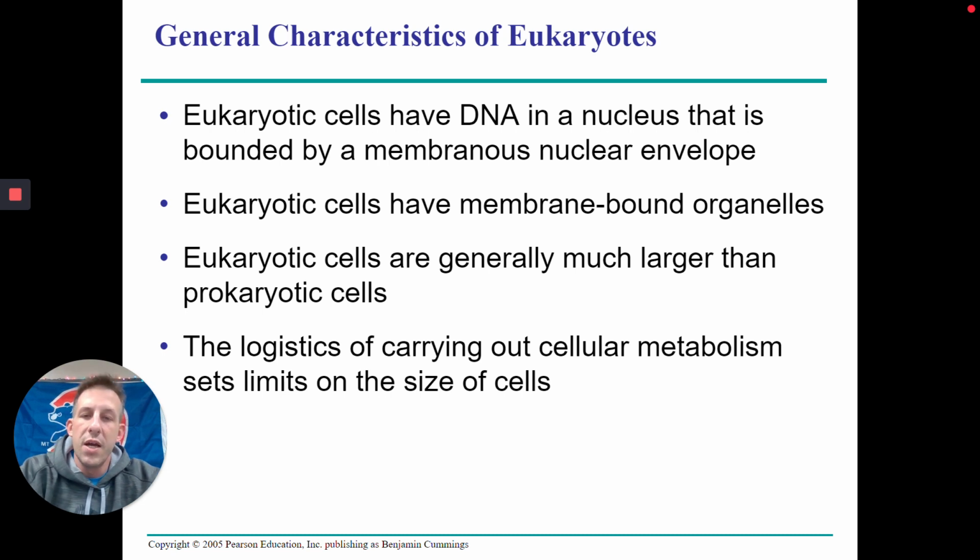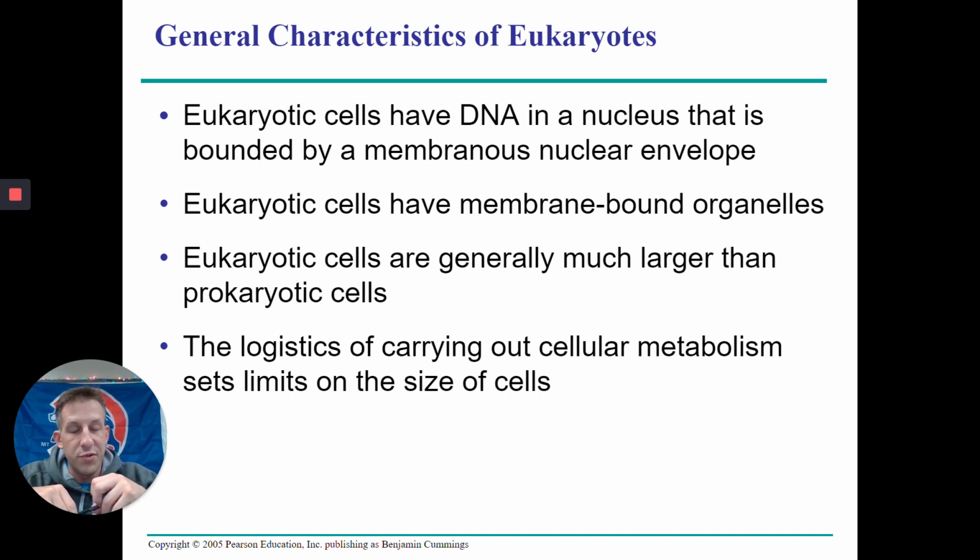Okay, move on to the general characteristics of the eukaryotic cells. They have DNA in a nucleus that is bound by a nuclear envelope. Now we're starting to get into this idea of eukaryotic cells having these membrane-bound organelles, these membrane-bound compartments that allow them to do very specific things in very specific places and keep them there until they're needed.